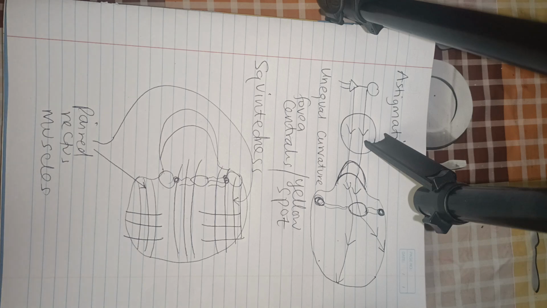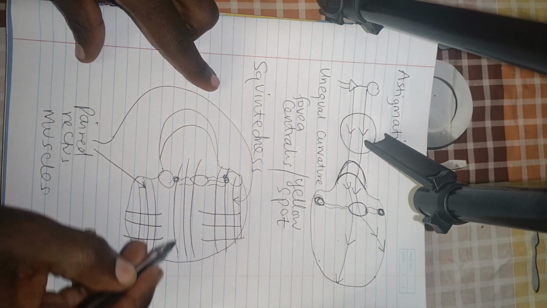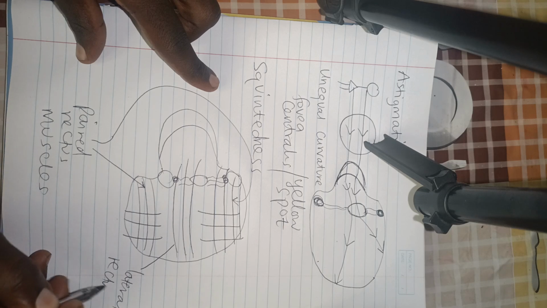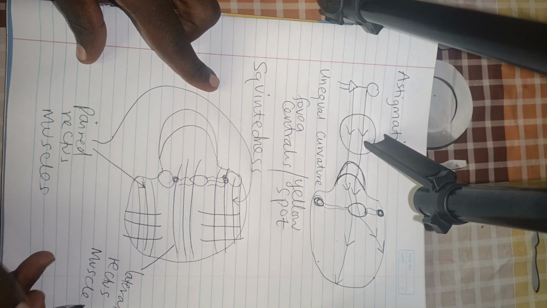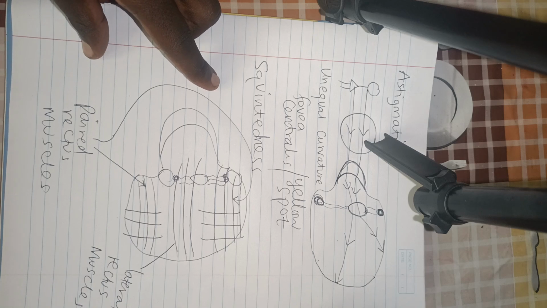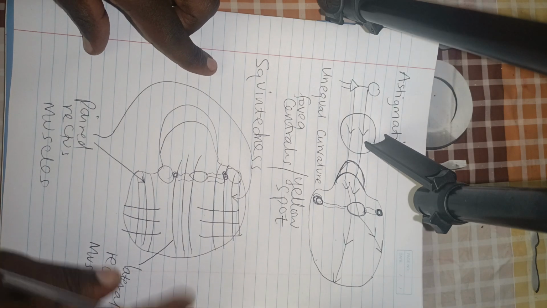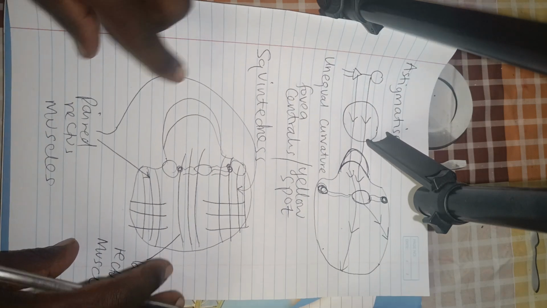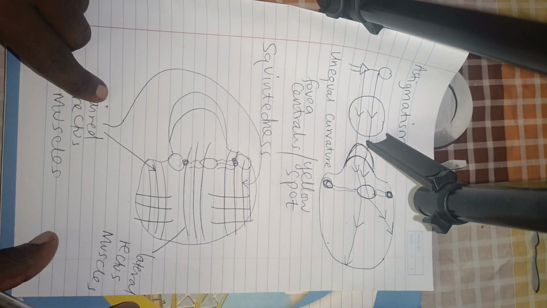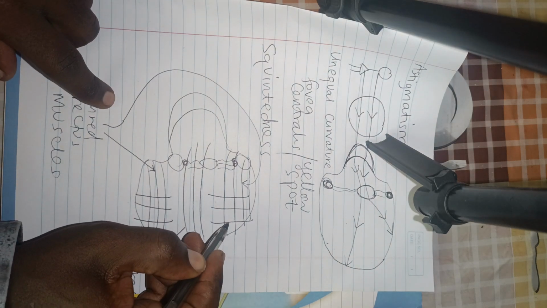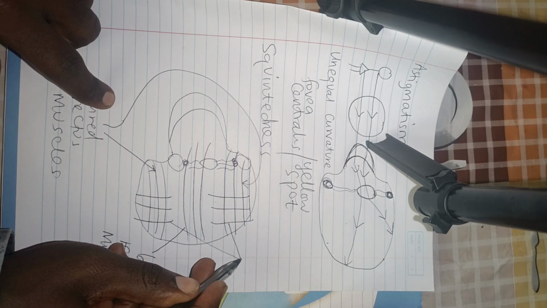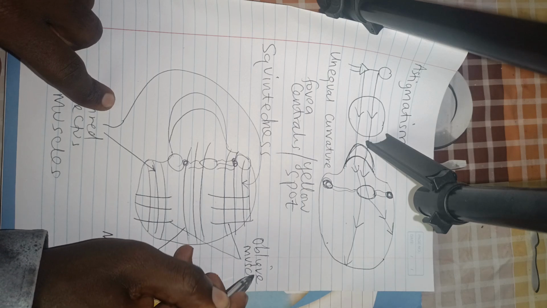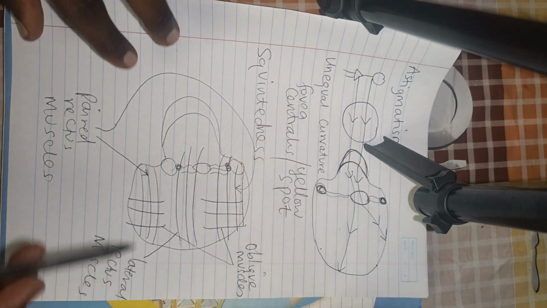Now, you can also have these ones as the lateral rectus muscles. And I don't know if you're able to clearly see because of the way this paper is positioned. Don't mind that, I'll work on this. Then we have these ones called the oblique muscles. The oblique muscles. So three main types of muscles.